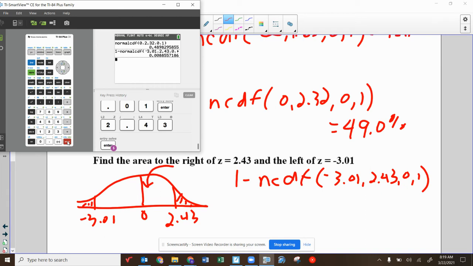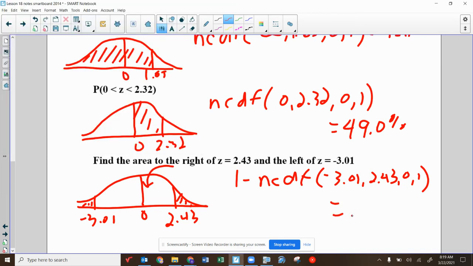All right, so a really small number. 0.9% for that one.